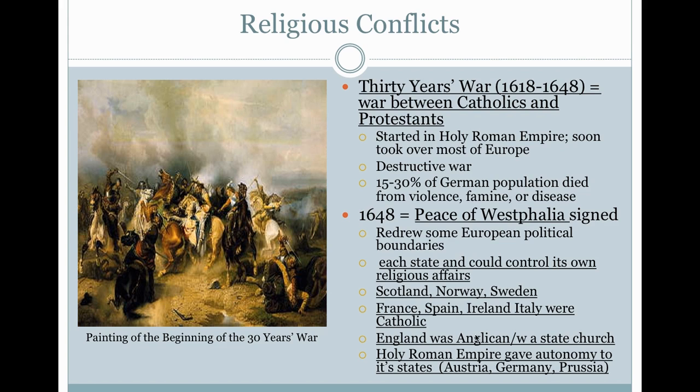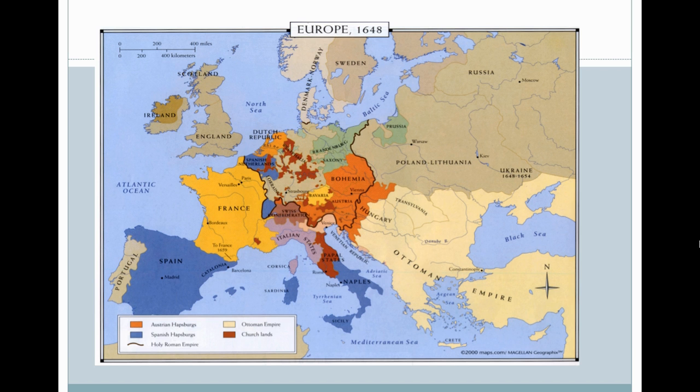In the Holy Roman Empire, it actually gave more autonomy to states like Austria, Germany, and Prussia, and eventually those states would establish their own kingdoms, right? Or large nations. Eventually the Holy Roman Empire dies out, and you're going to have these states emerge as nations. Prussia becomes part of Germany, so that consolidates eventually. All right, and so that's the map in 1648.